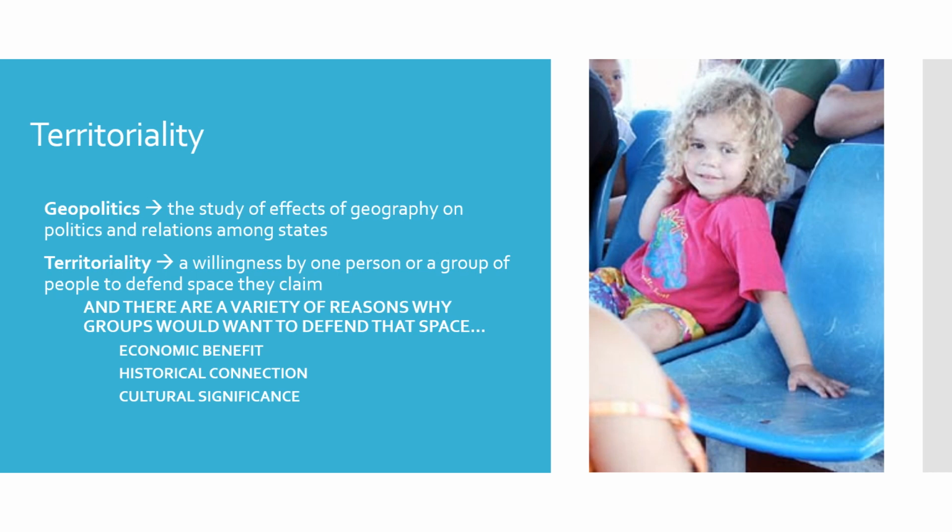So when we use the term geopolitics, we're talking about a study of effects of geography on politics and the relation among states. It's basically, how does geography impact power, and how does geography impact government? So there's a concept called territoriality, which is basically what the little girl is doing here in the picture. She's saying, "That's mine, don't touch it." It is a willingness of a person or group of people to defend the space that they claim. That, hey, this is my land, get out. Don't touch it, this is mine.